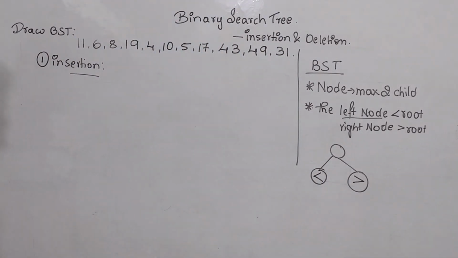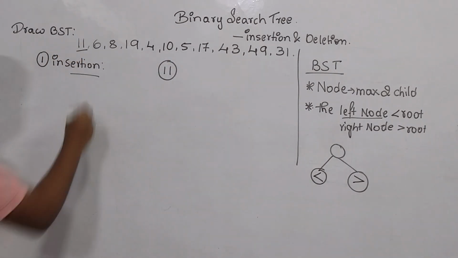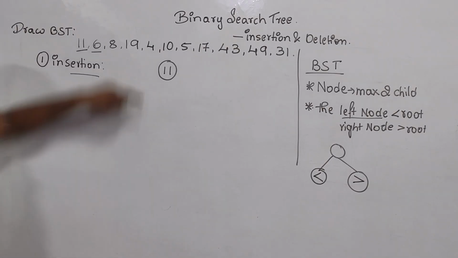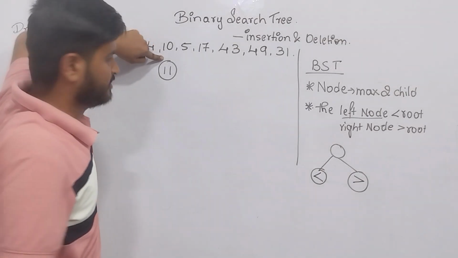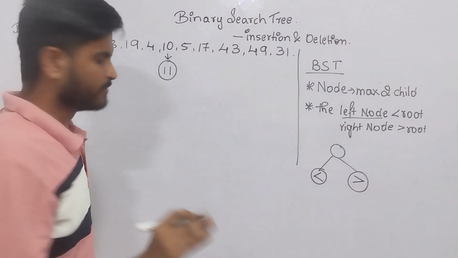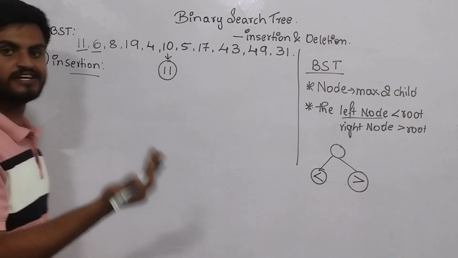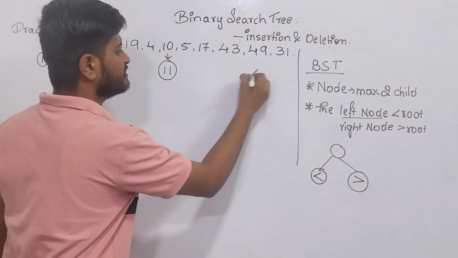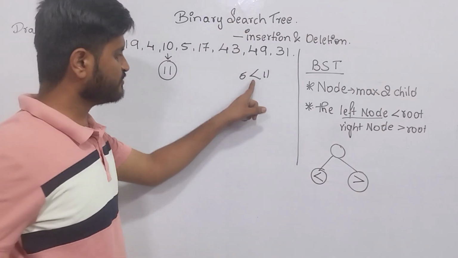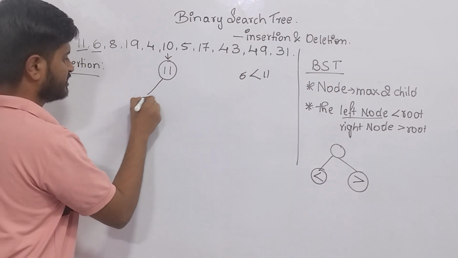Now let's try to insert the values. The first element is 11, so 11 will be inserted directly. Since this is the first element inserted, it becomes the root. Now I must insert 6. Comparing with the root value 11, 6 is less than 11, so it must come towards the left side. So it will come here.